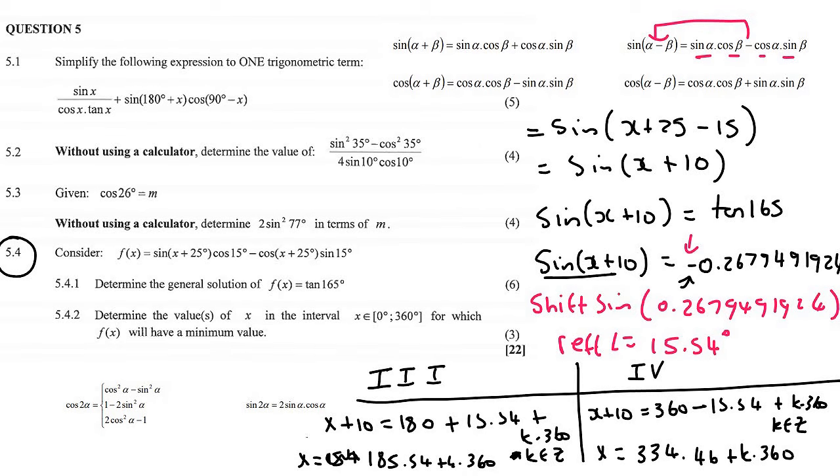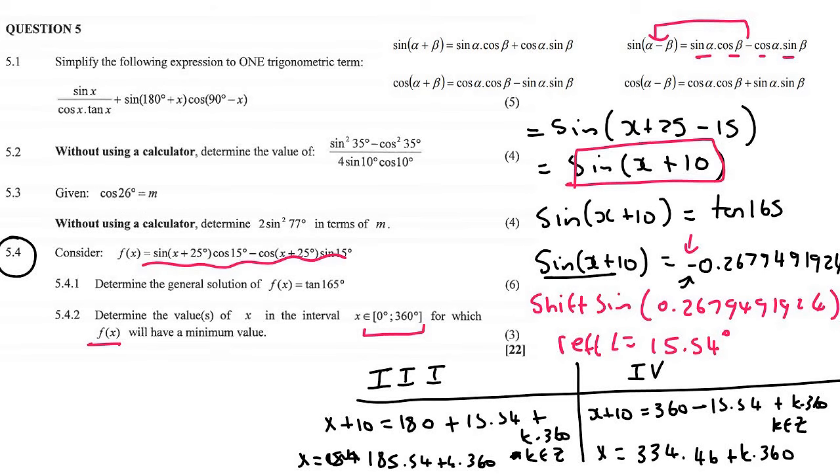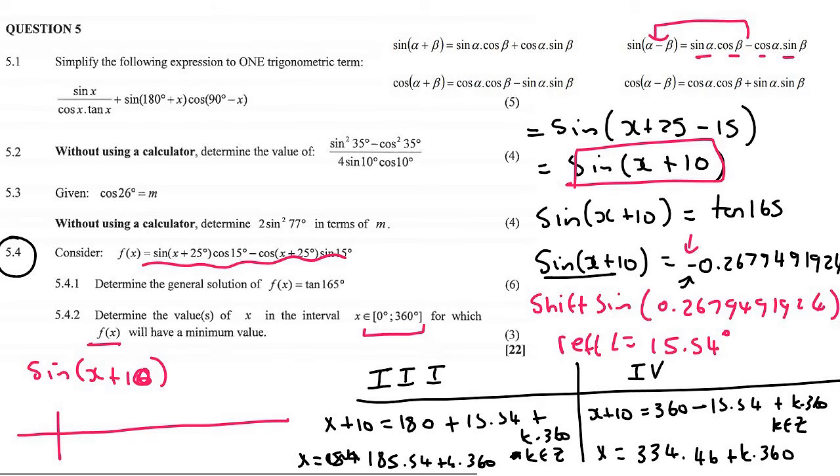Alright, then question 5.4.2, quite an interesting one. It says determine the values of x in the interval from 0 to 360 for which this graph, which we already summarized as this, will have a minimum value. So sin(x plus 10) must have a minimum value. Okay guys, so what we do is imagine a normal sin graph. Where would the minimum be? Well, the minimum is over there at 270 degrees.